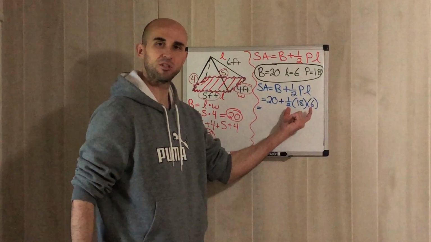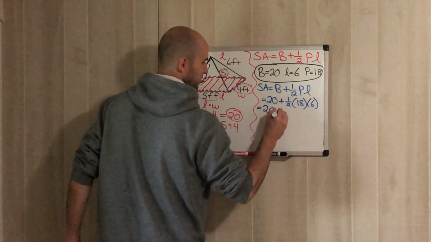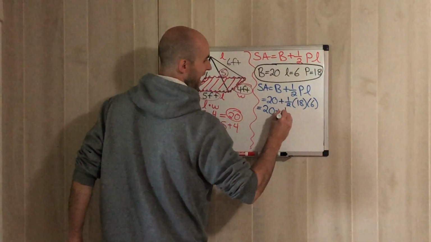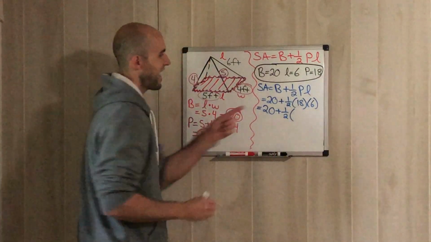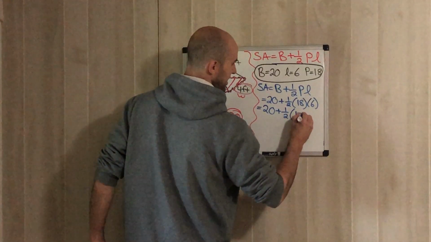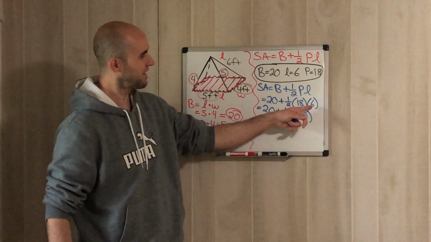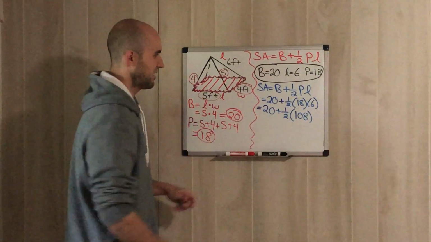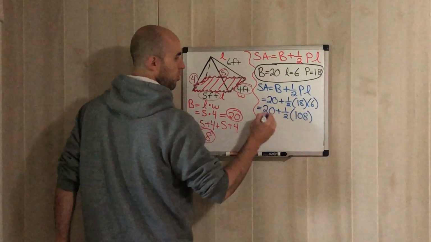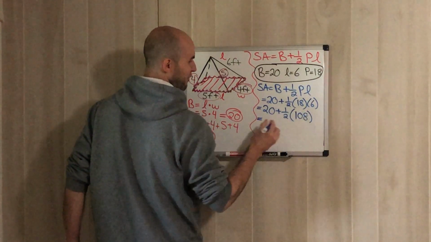And since it's next to each other, you're going to multiply it, right? So let's bring down the 20. Let's bring down the plus. Let's bring down the half. We know that 18 times 6 is going to give us 108. And all I did, 18 times 6, and it gave us 108. Once you have that again, before you want to add, you always want to multiply. So let's take care of that half of 108.